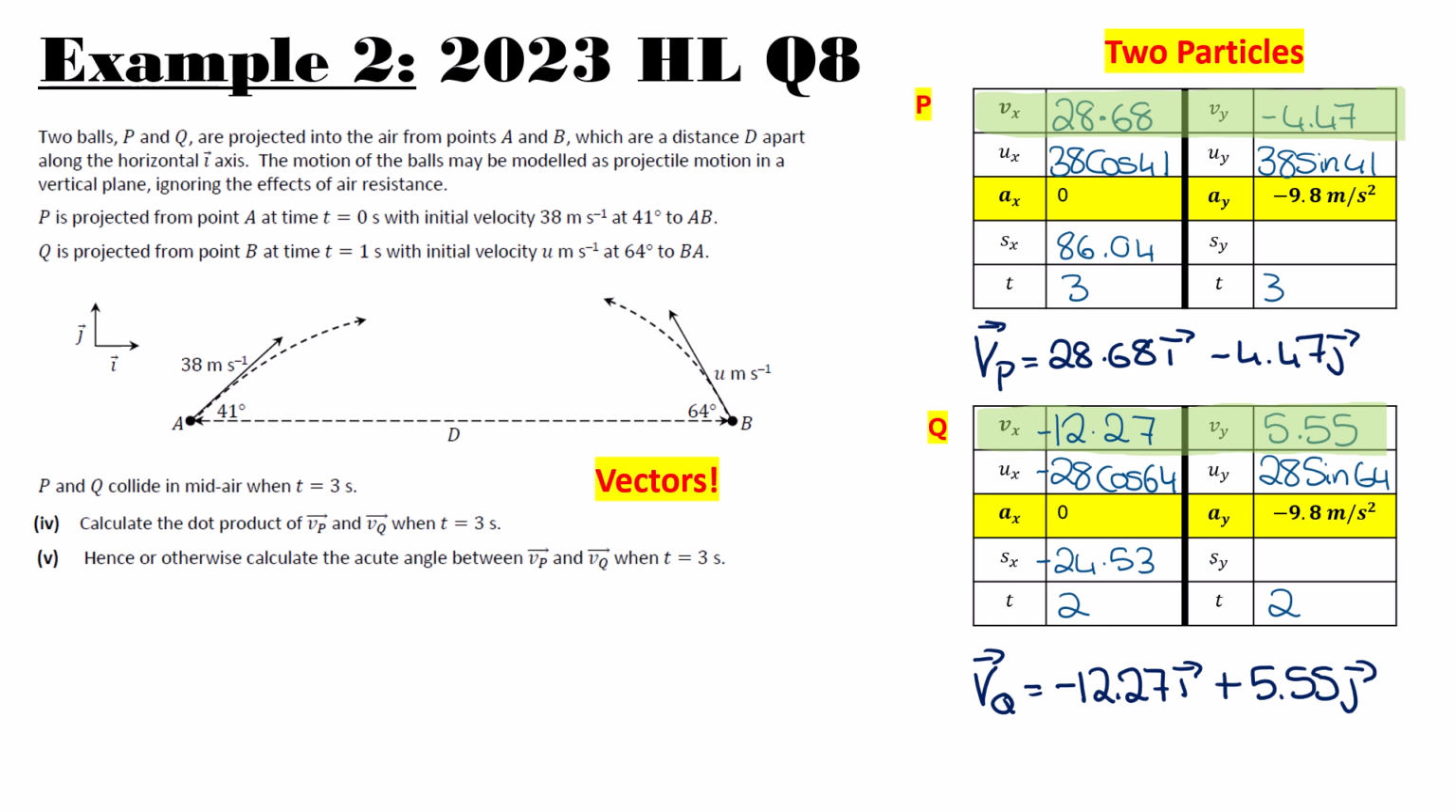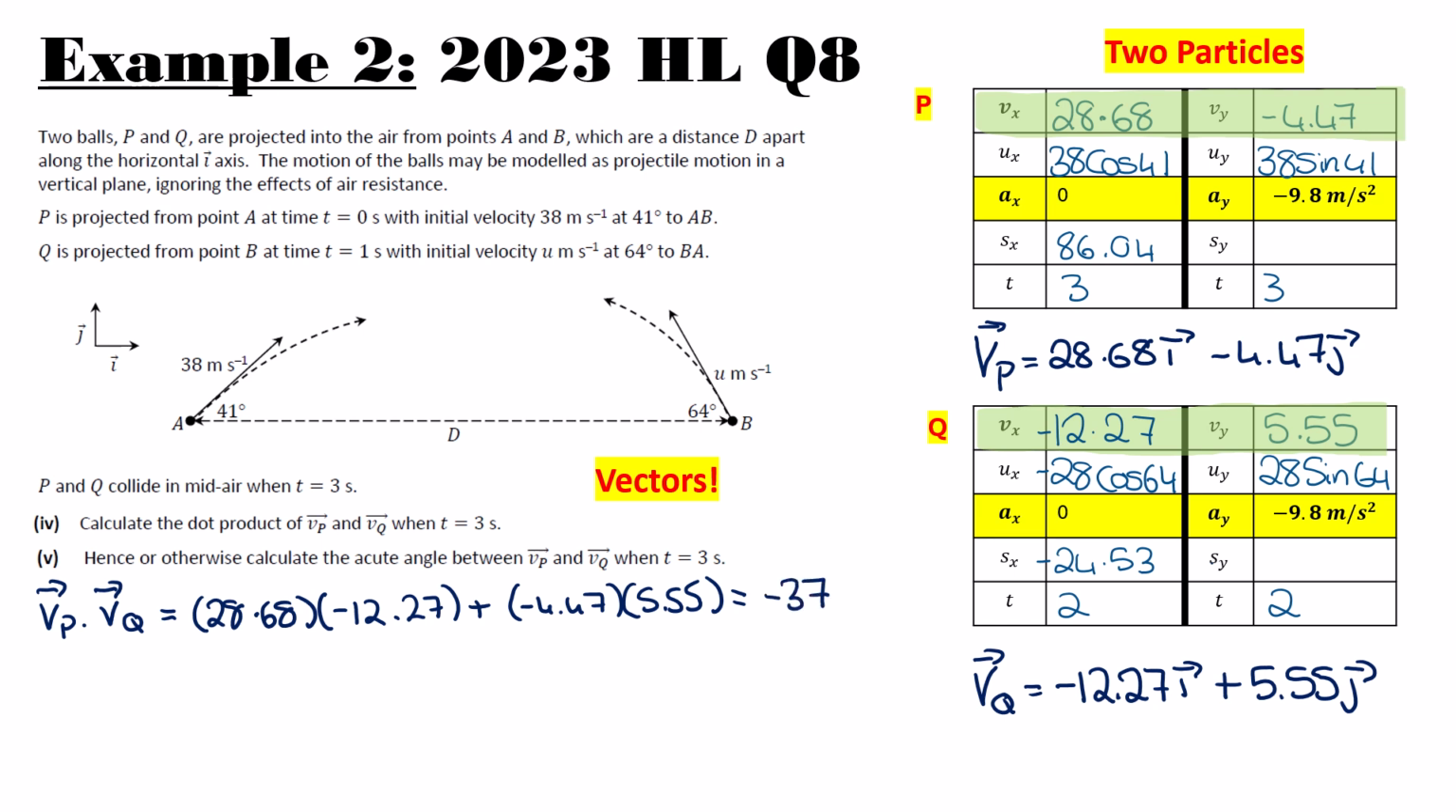The dot product is going to be the velocity of P times the velocity of Q, and that's going to be multiplying our I parts together. We don't put in our I, so 28.68 times minus 12.27 plus our J parts, minus 4.47 times 5.55, and then getting our answer, which is minus 376.71. So that is our answer for part 4.